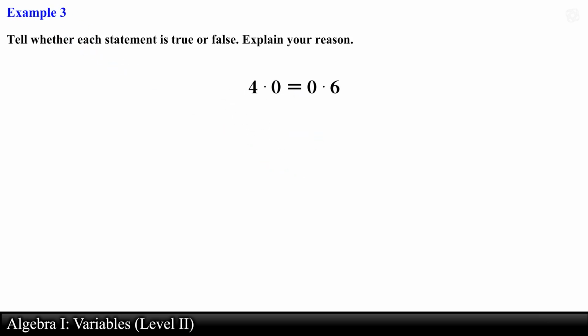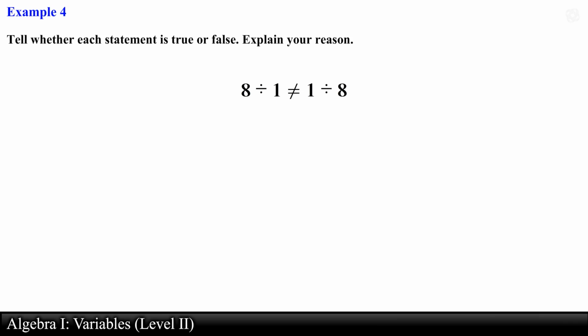Let's try the next statement. 4 times 0 is equal to 0 times 6. Again, we need to simplify each expression to appropriately compare them. The left-hand side simplifies to 0, and the right-hand side simplifies to 0. And it turns out that 0 is equal to 0. This statement is absolutely true.